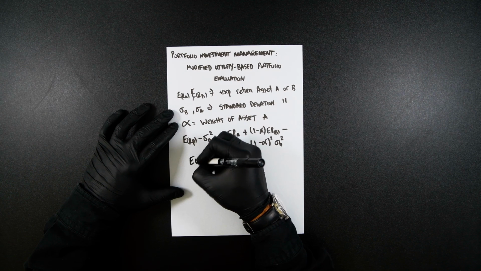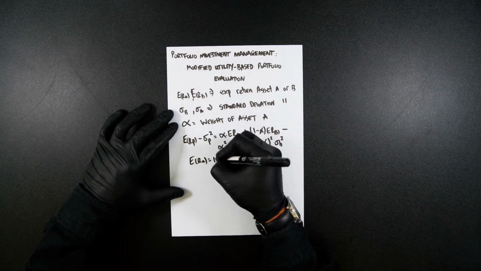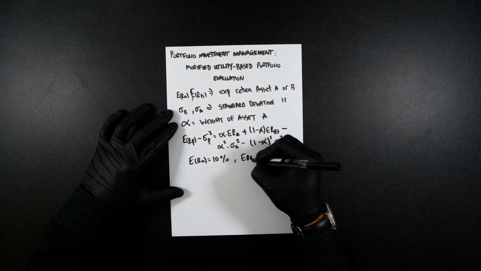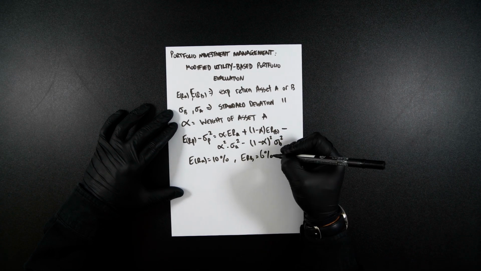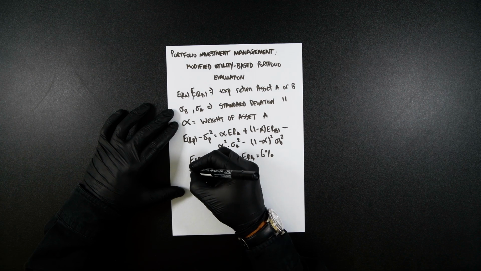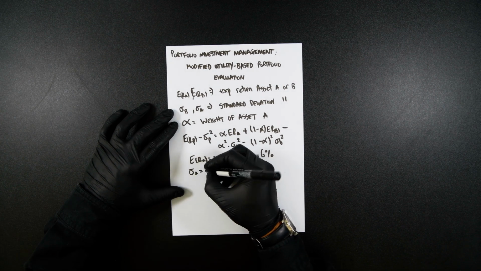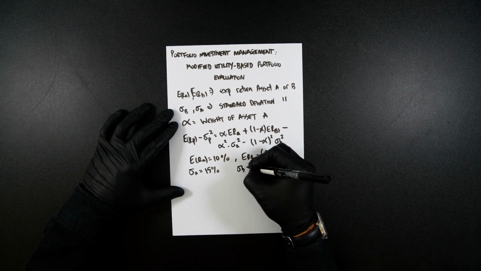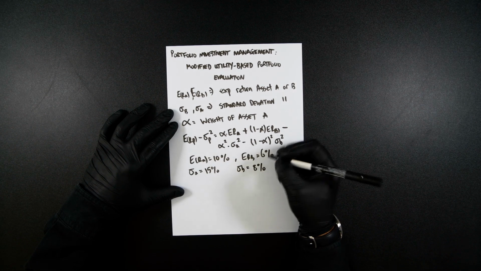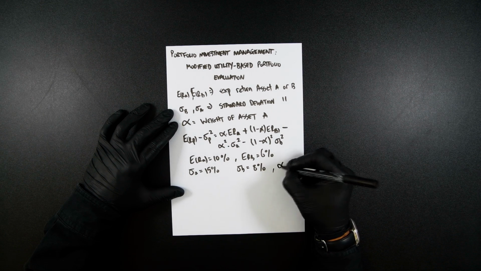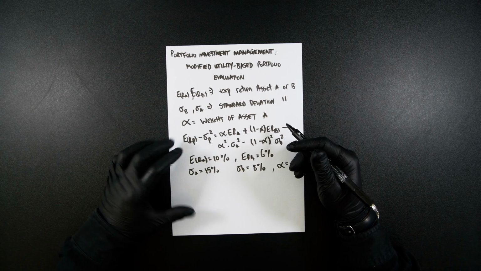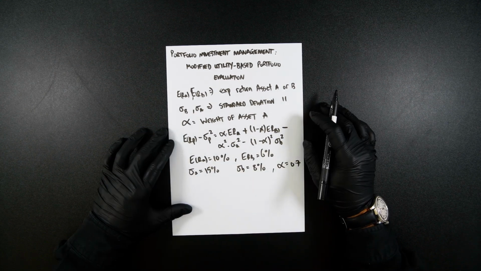So I'm going to say ERA can be 10%. Let's do the expected return rate of B to be, let's say, 6%. Let's do the standard deviation of A to be 15%, standard deviation of B to be 8%. And then we're going to make this 0.7. So you've put 70% of your money into asset A and 30% into asset B.